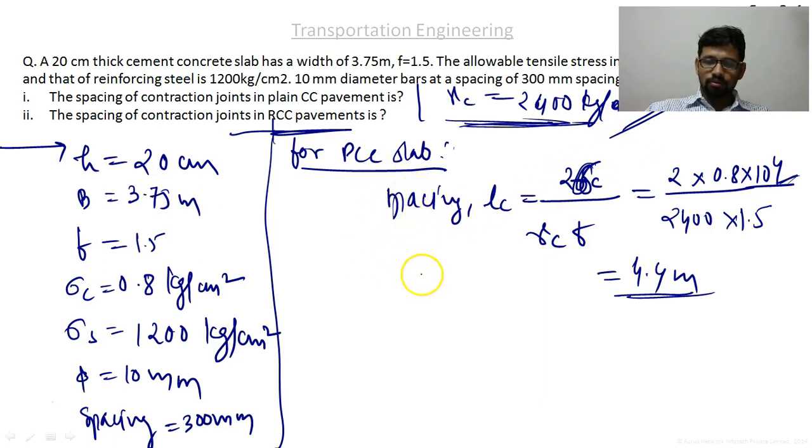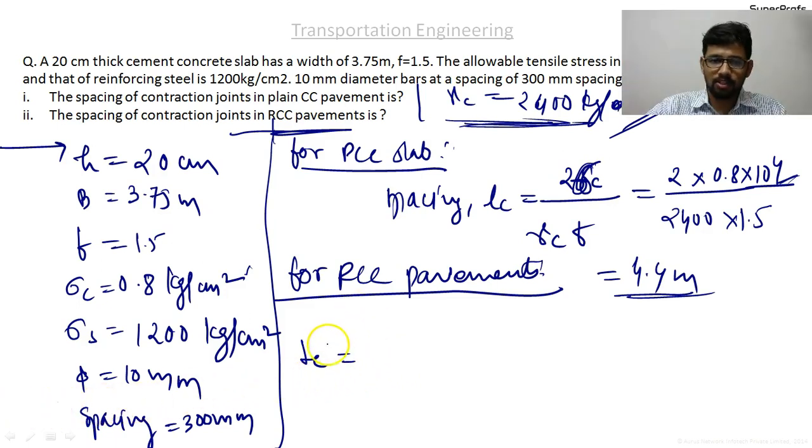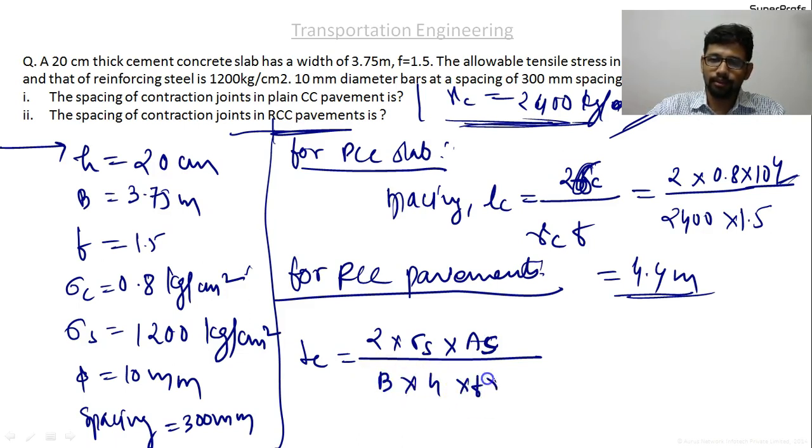Next question is for spacing of contraction joints in RCC pavements. So again, this spacing is given as the spacing of contraction joints, that is equal to 2 sigma S into AS, area of steel, upon B into H into F into gamma C.